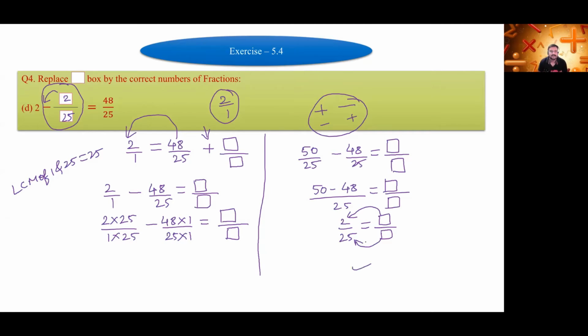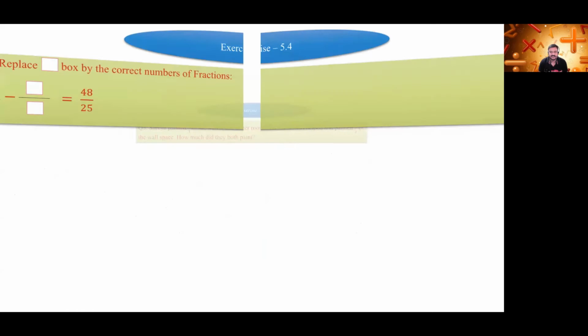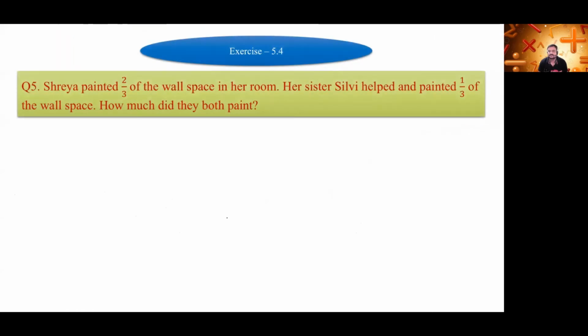Okay. Last one. Okay, it's over, I think so. Now word problems are there. Yes, who will try the first word problem?